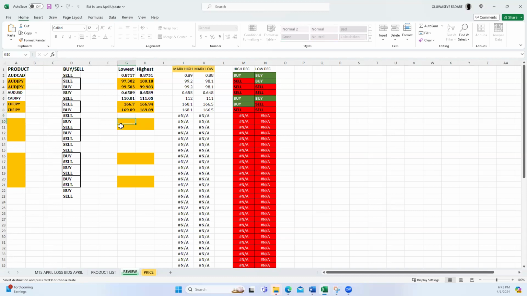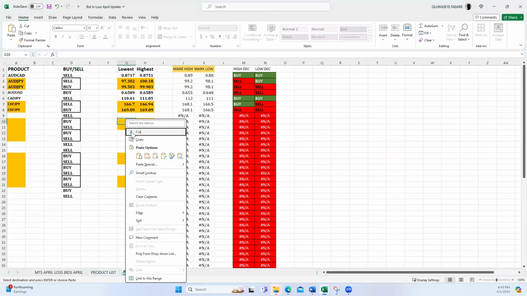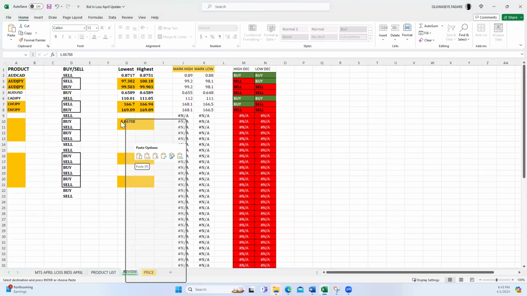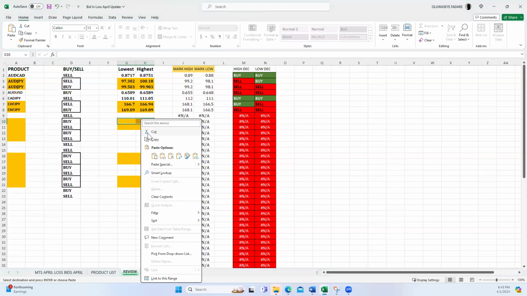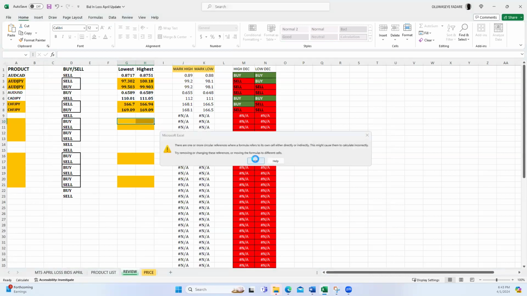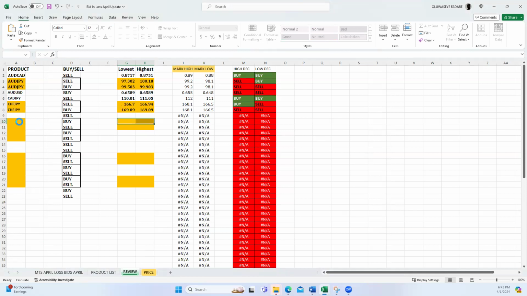Okay, sorry, because of the formatting, let me just put it in this position. So Euro AUD, because it has both buy and sell. Okay, so Euro AUD. Those ones that have double, that's why we colored them, so that we'll be able to know they have both buy and sell for the same product.